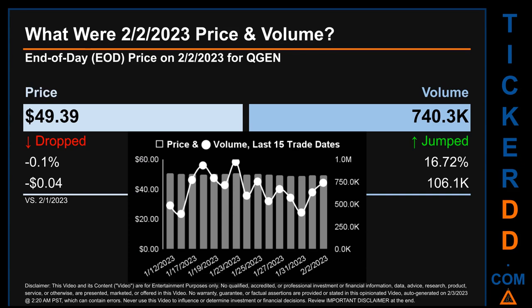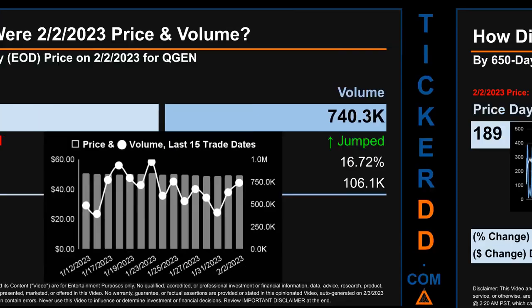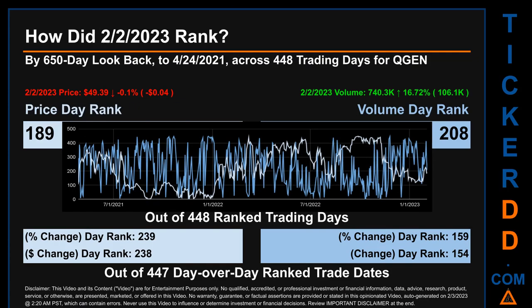Across a range of $1.83, the max and minimum end-of-day price were respectively 50.65 and 48.82. Volume saw a range of 579.9 thousand, from a day low of 393.1 thousand to a day high of 973 thousand.